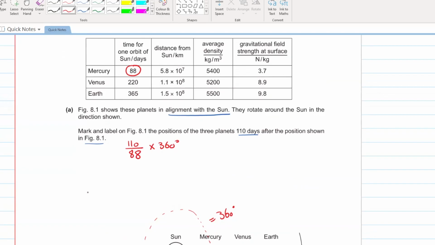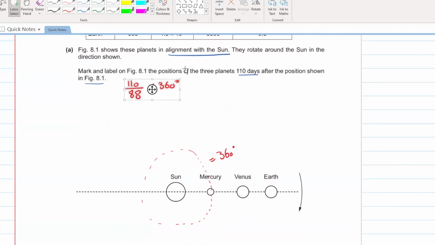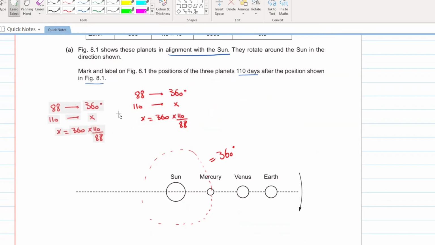If you don't understand this, just apply an even simpler logic. In 88 days, Mercury rotates 360 degrees. In 1110 days, Mercury will be rotating by X amount. So what will this X be equal to? 360 degrees into 1110 divided by 88. This is for Mercury. Can anyone in the chat calculate the rotation for Mercury?